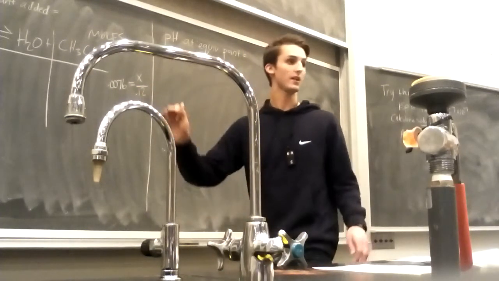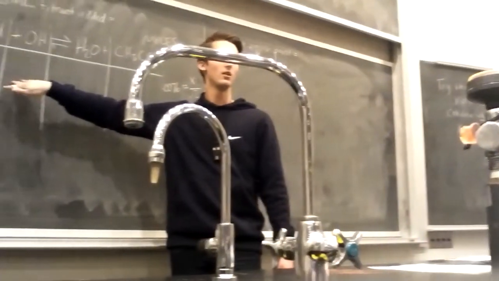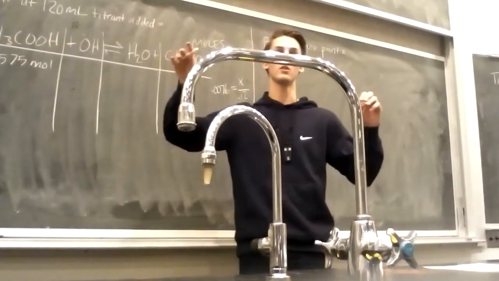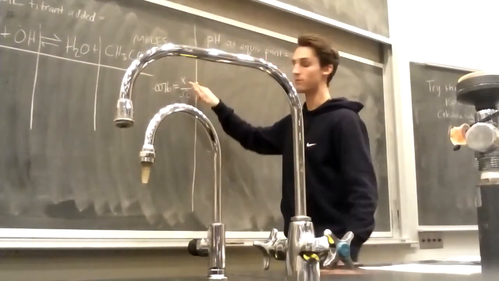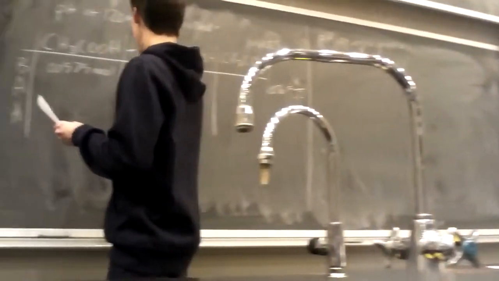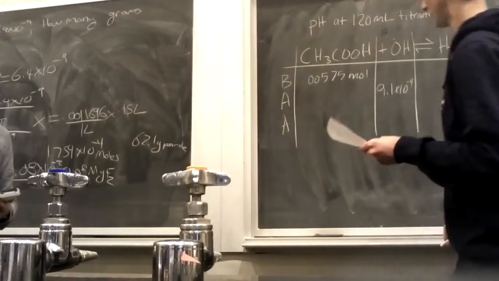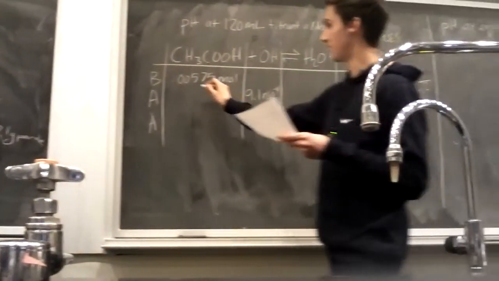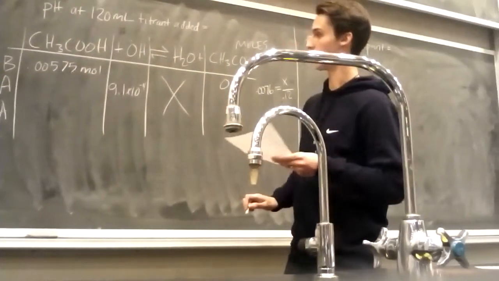Does everyone understand this step right here, to find out how many moles of OH I added? This is crucial when you're doing titrations. The BCA table is always in moles. So I solve for my moles, and when I do that, I get 9.1 times 10 to the negative 4. And I have 0 of this to start.